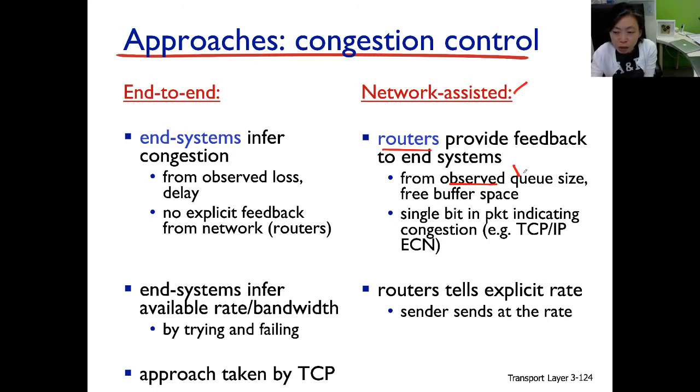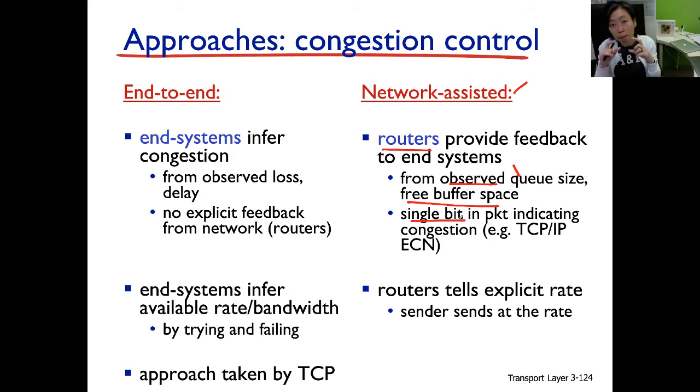So queue size or free buffer space, changes of these are good indications of a congestion occurring. Now, routers, however, are the devices in the middle. How do the routers inform the sources so that the sources know that they need to slow down? This is the way it's done.